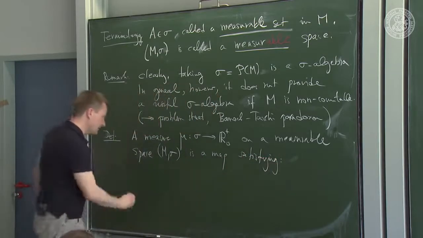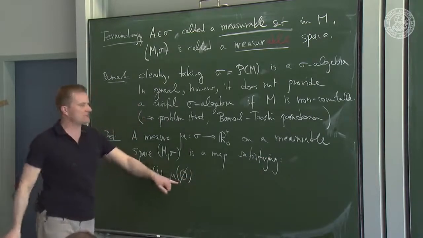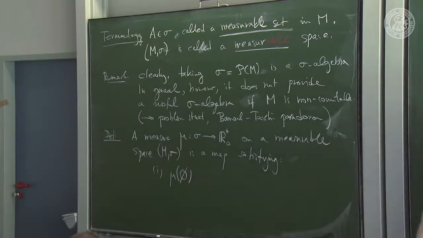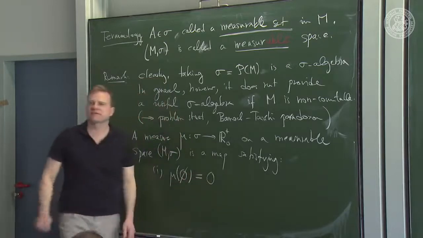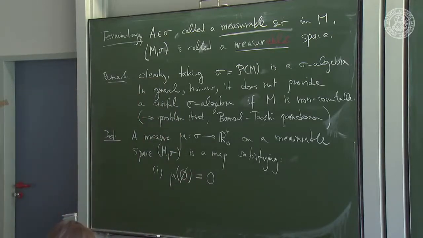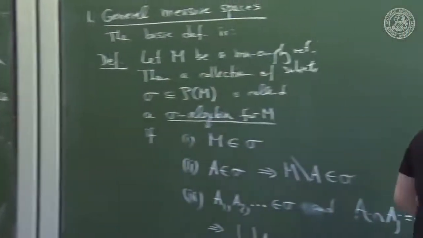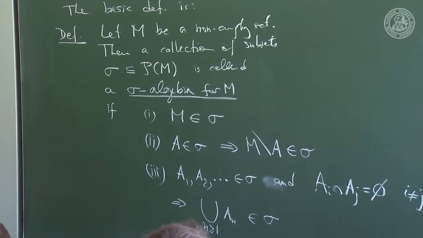two conditions. Condition 1 is that the empty set, which is always measurable, because if the entire set is in there and its complement, that means the empty set is there, gets measure 0. Okay, that's very, very reasonable. I'm sorry, I don't know why I wrote this here. Well, it's true what's written here, but it's an unnecessary restriction. I was getting ahead of myself.